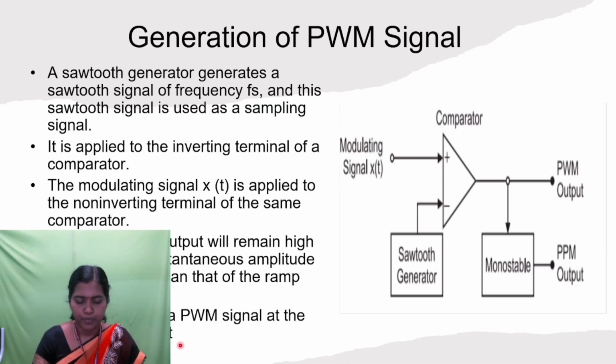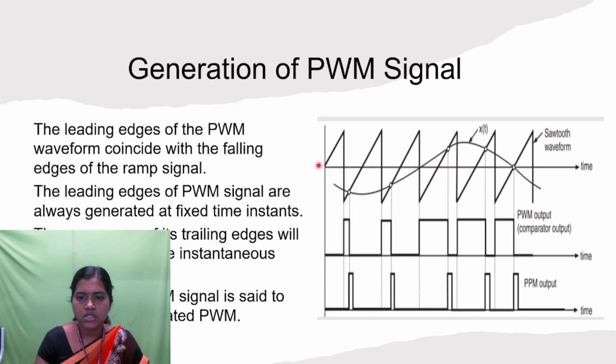If you see this diagram, this is your sawtooth waveform and this is your modulating signal x(t). Here the comparator output is the pulse width modulation. The leading edges of the pulse width modulation waveform coincide with the falling edges of the ramp signal. Here this is the falling edge, which coincides with the leading edge of the pulse. So both the signals coincide.